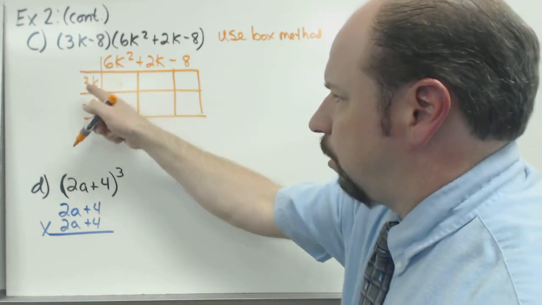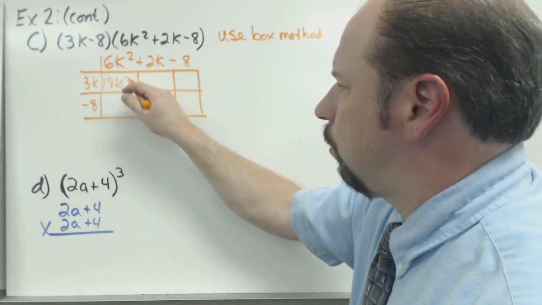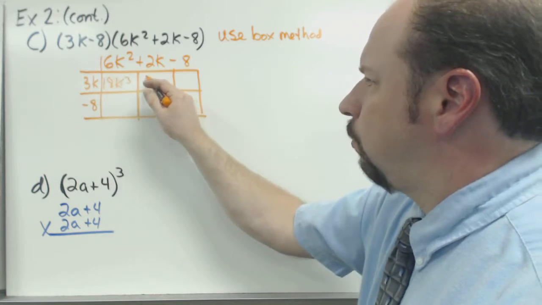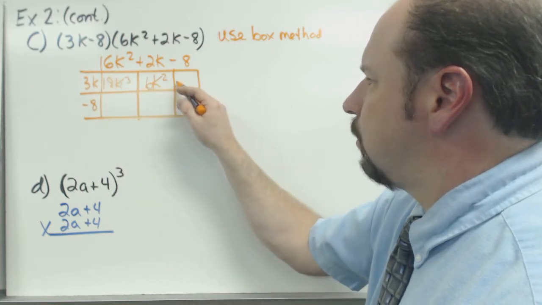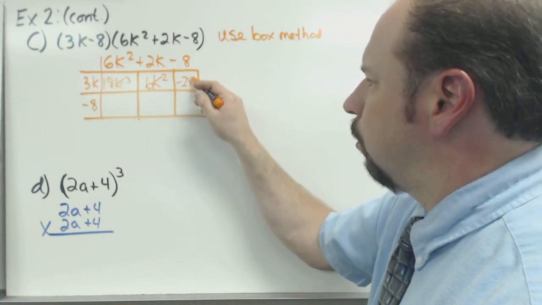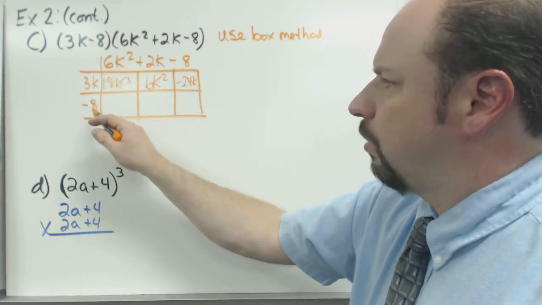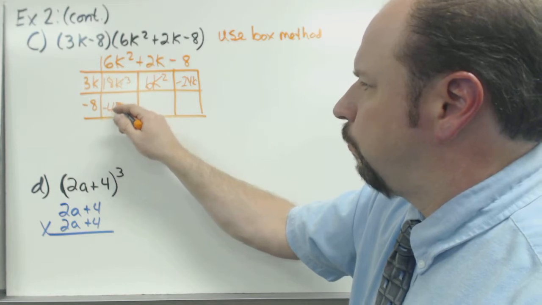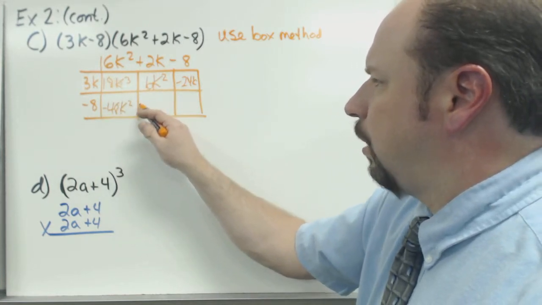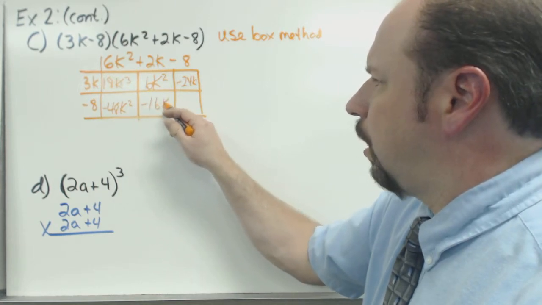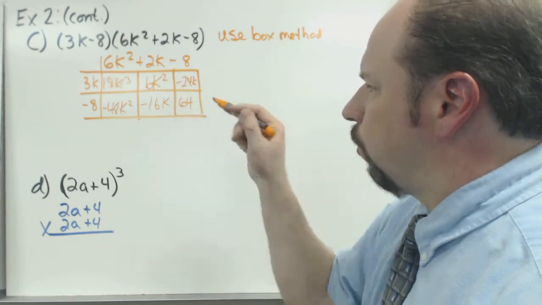So 6k squared and 3k, this would be 18k cubed. 3k times 2k would be 6k squared. And negative 8 times 3k is minus 24k. Okay, next one, 6k squared times negative 8 is minus 48k squared. Negative 8 times 2k is minus 16k. And the negative 8 times negative 8 is positive 64.